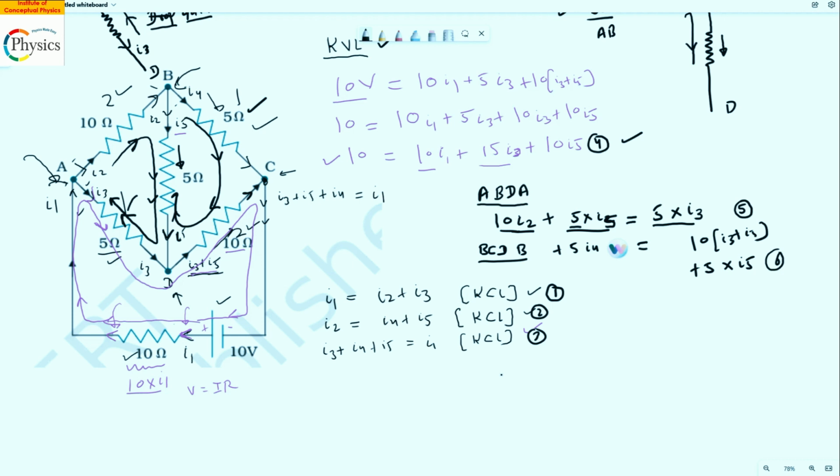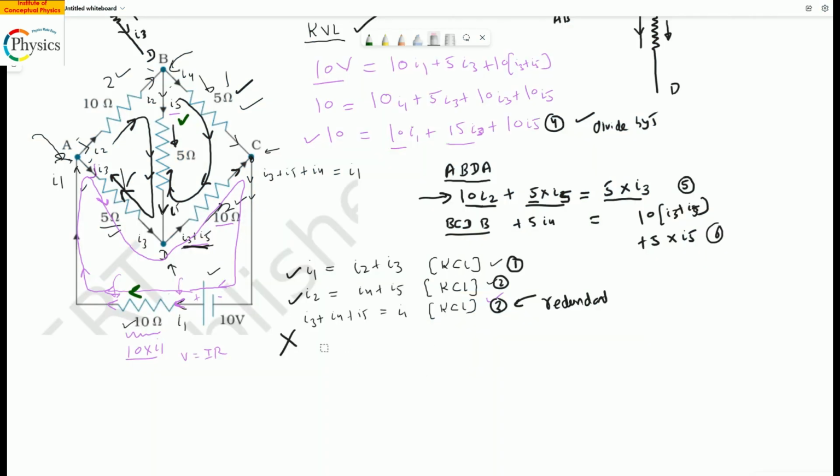So if I divide this whole equation by 5, or take 5 common, this is what you get. You get 2 is equal to 2I1 plus 3I3 plus 2I5. I'm just simplifying 4. So this is the simplified version of 4.